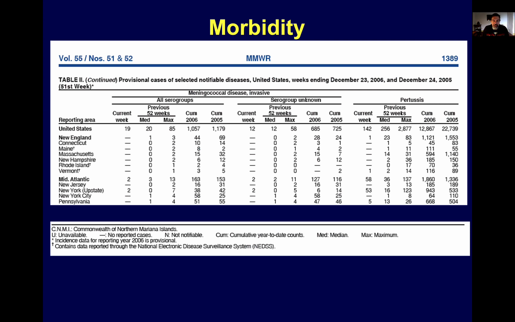But in every week's report, you can see some of the routine data that are captured. So here we're seeing the number of invasive meningococcal cases that were reported, and the number of pertussis cases that were reported for the US as a whole, and then for different geographic areas. And you can see how many cases are being reported in a given week, and also how it is related to the previous 52 weeks, if it's higher or lower, and how it compares to the cumulative reports for the entire years preceding.